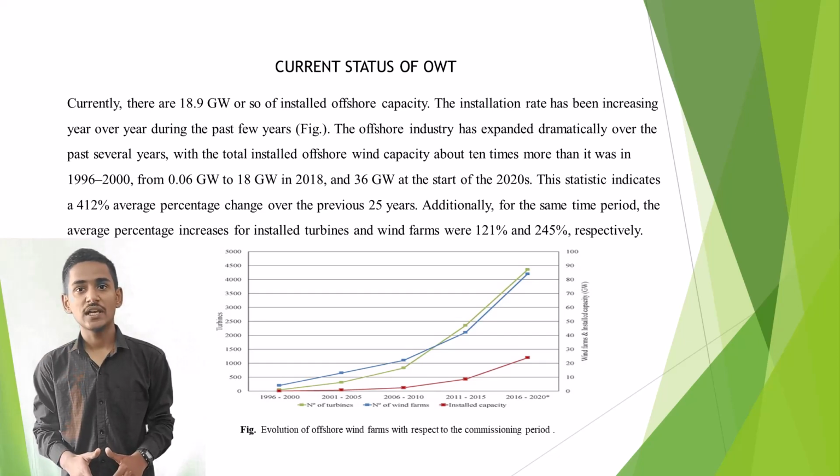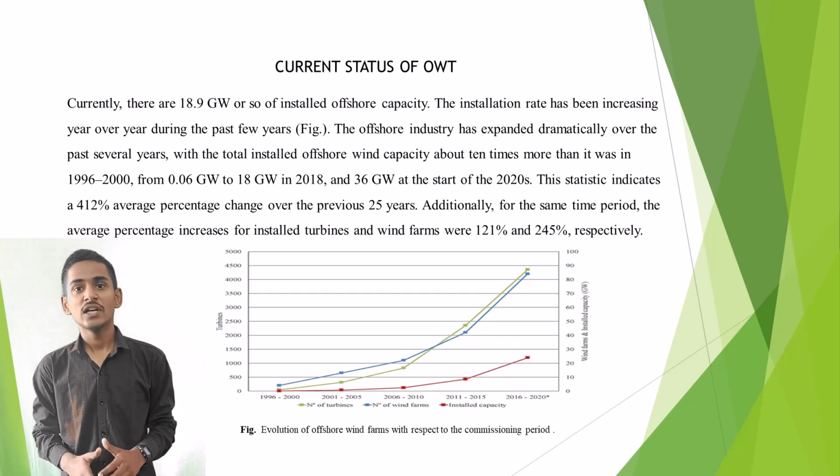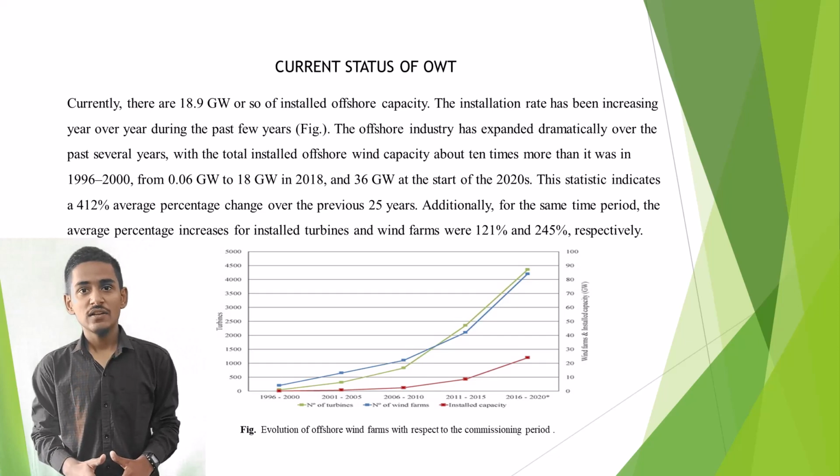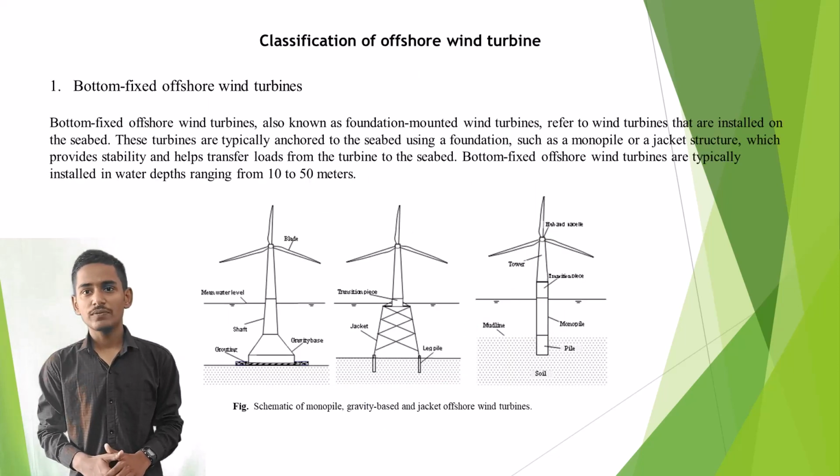These statistics indicate a 412% average percentage change over the previous 25 years. Additionally, for the same time period, the average percentage increase for installed turbines and wind farms were 121% and 245% respectively. A classification of offshore wind turbine.